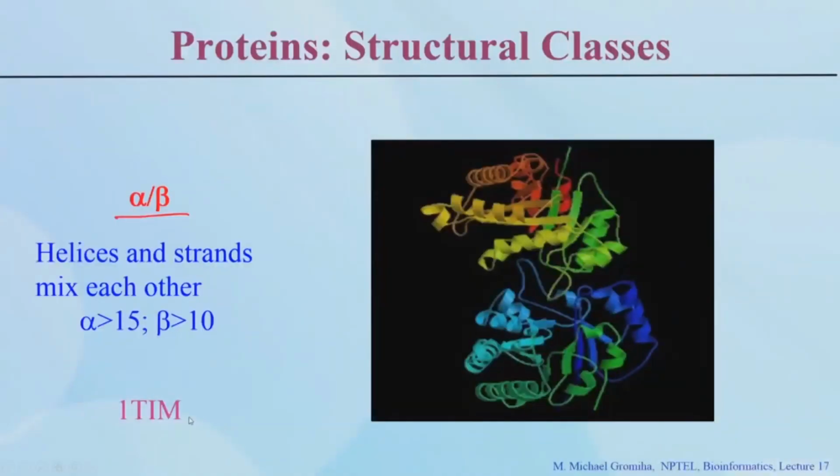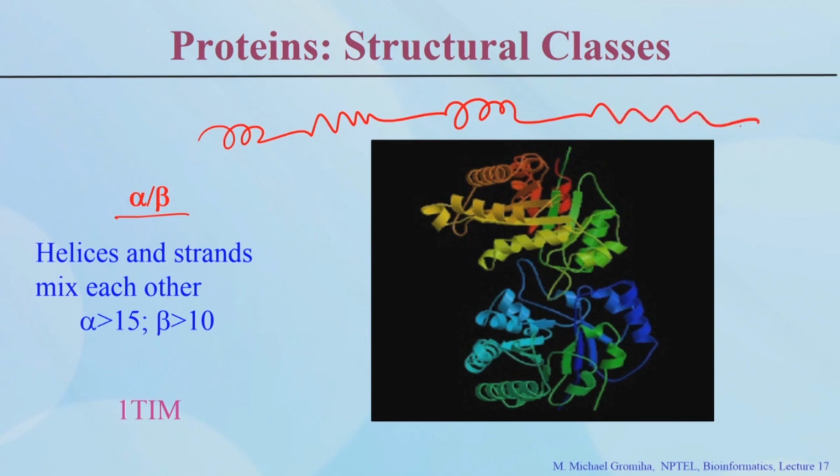For example, this one, the TIM barrel, contains 8 alpha helices and 8 beta strands. So, you can see alpha helices, beta strands, alpha helices, beta strands and so on. You can see these structures in the TIM barrel proteins.